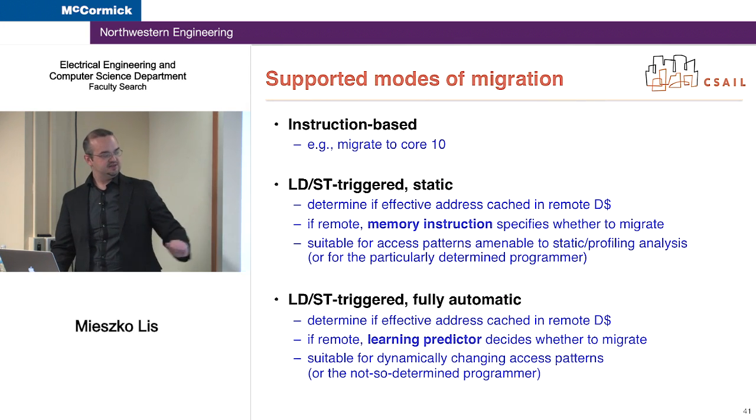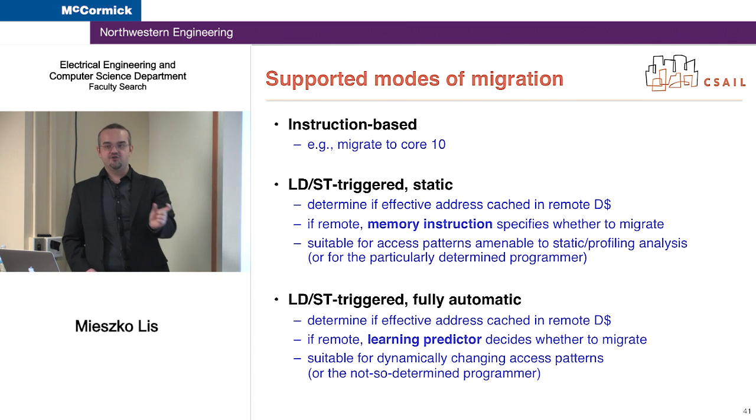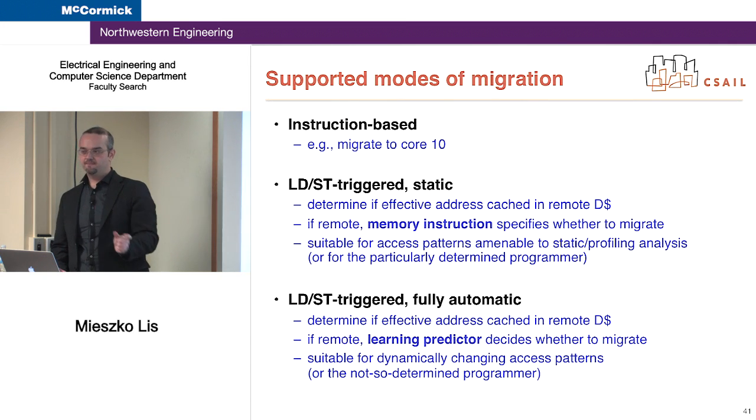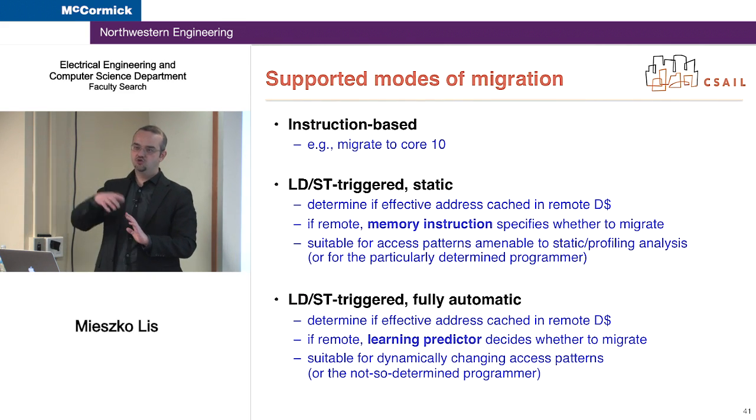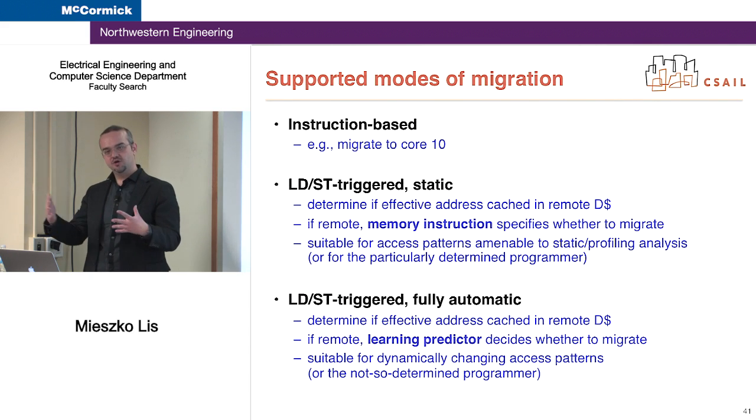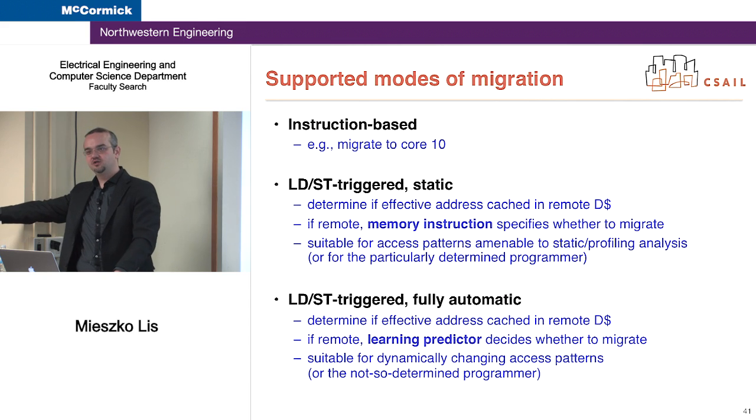In this scheme, you still migrate on memory instructions, but there's a hardware predictor that decides whether you should migrate or do a remote access. Basically, it decides whether it thinks it will be worth it to move your thread context over to a different core versus just do a one-off memory access.